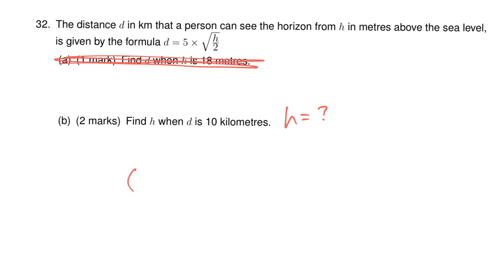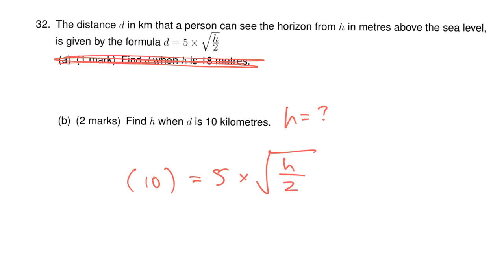So I'm going to replace my d with 10, because that's what I'm told, when d is 10 kilometers. So substitute 10 where the d is. The rest of the equation stays the same, equals 5 times the square root of h over 2. Now it just becomes an algebra question to solve for h. And I'm going to go through this logically step by step. Our goal is to get h on its own.